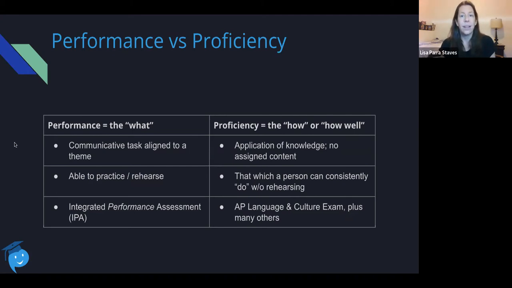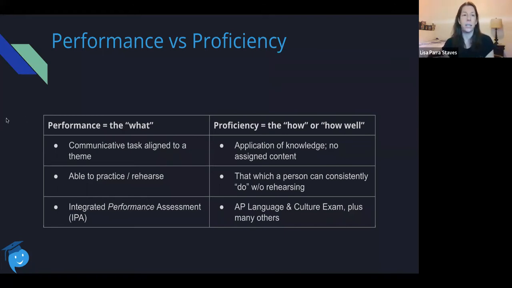For language teachers and language students, there are many types of proficiency exams out there. The AP Language and Culture exam is one type of proficiency test. I also like to think of proficiency as if we were to take our student and drop them in the culture, how would they do? What would they be able to do in that moment at that time? They don't know what's going to happen next. They don't know where they're going to end up. To what degree can they get their needs met, for example?